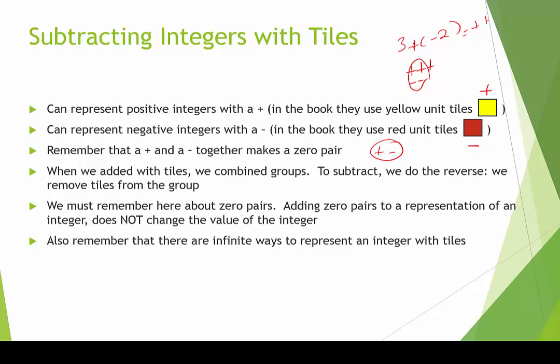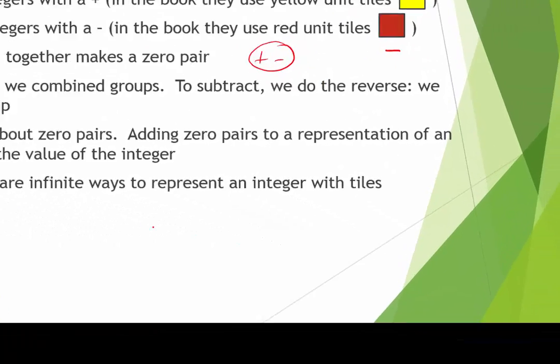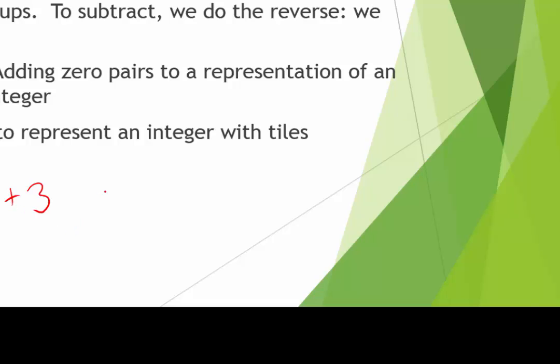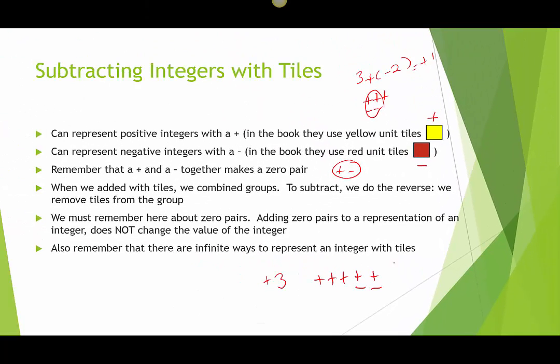Remember that when you add a zero pair to an integer, it doesn't change the value of the integer. If we're looking at a positive 3 represented by 3 positives, and we add a zero pair, it still represents a positive 3. If we add another zero pair, it still represents a positive 3. You can add any number of zero pairs you want, and it won't change the overall value of what this set is representing. That's important to remember when you're dealing with subtraction. This can go on infinitely; there is no end to how we can represent a positive 3.